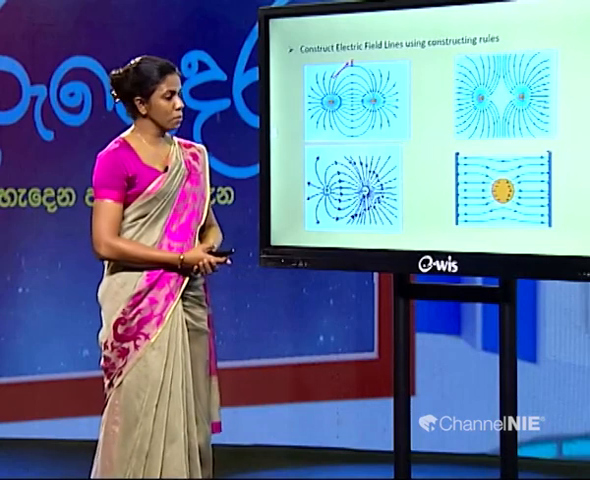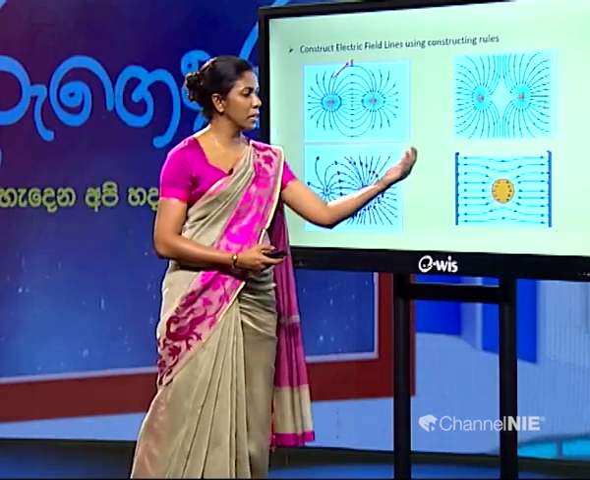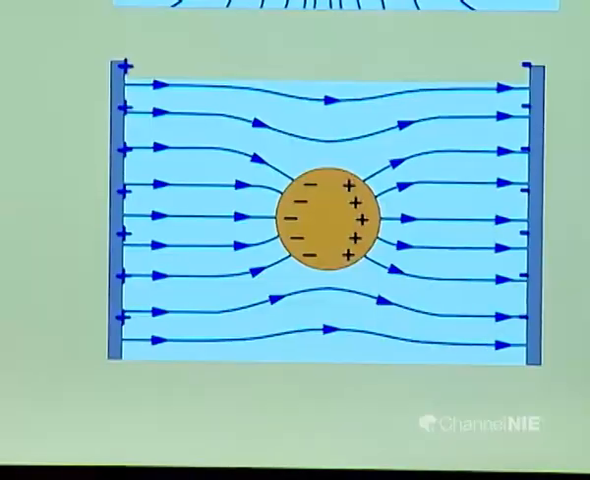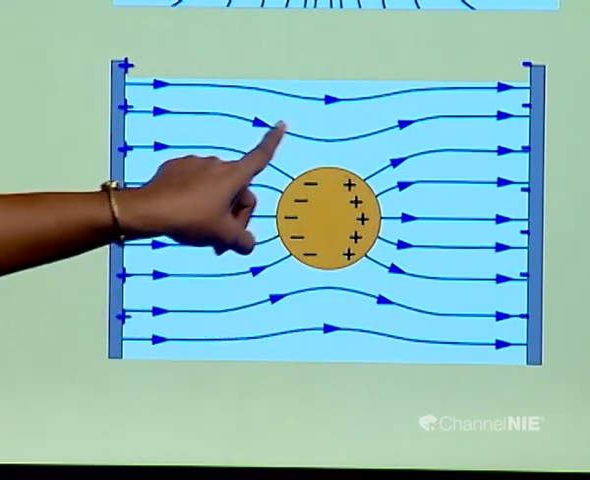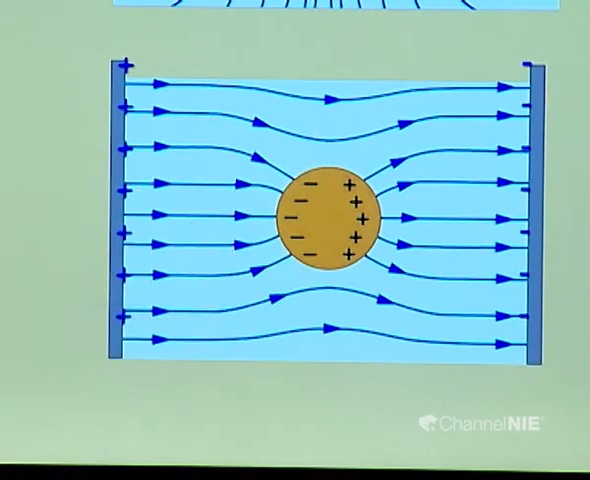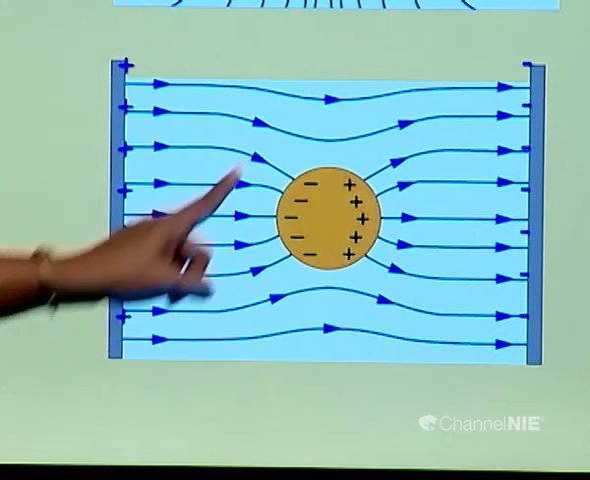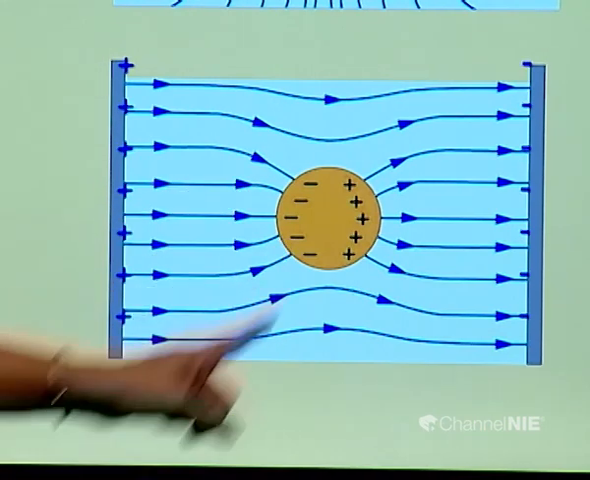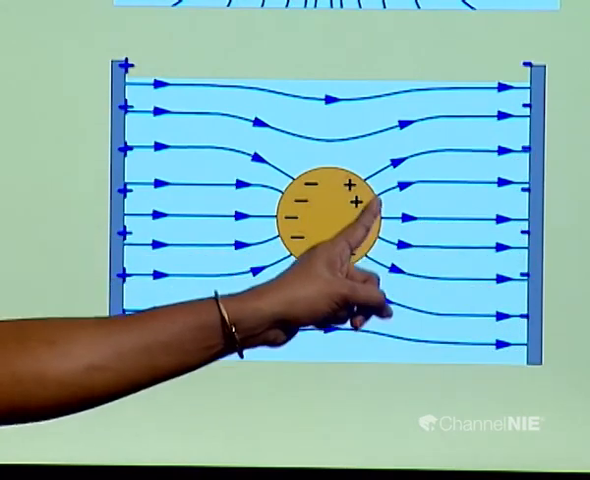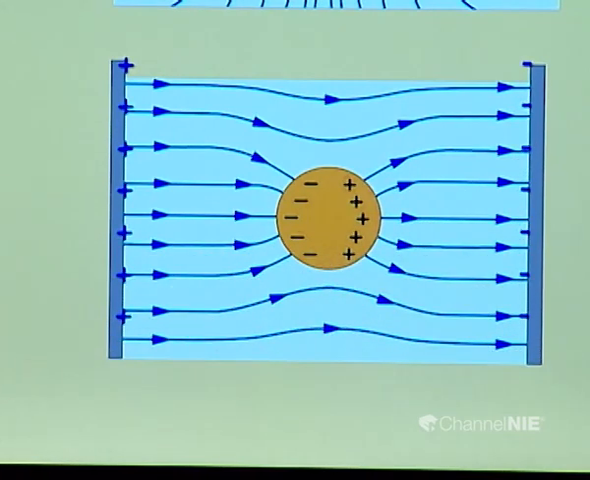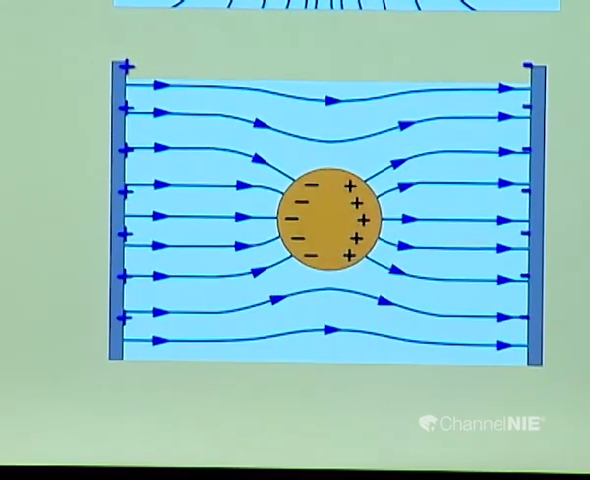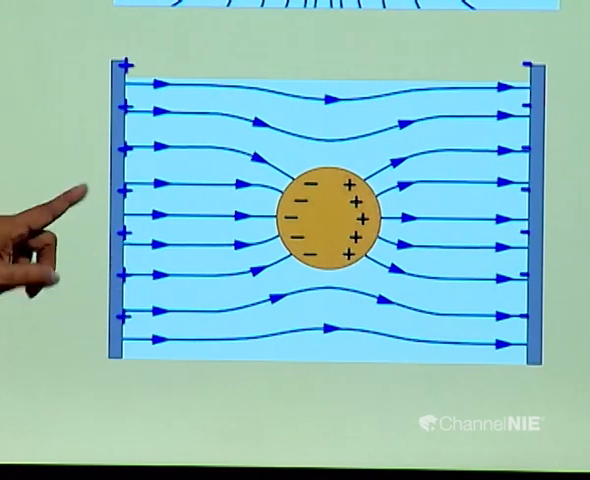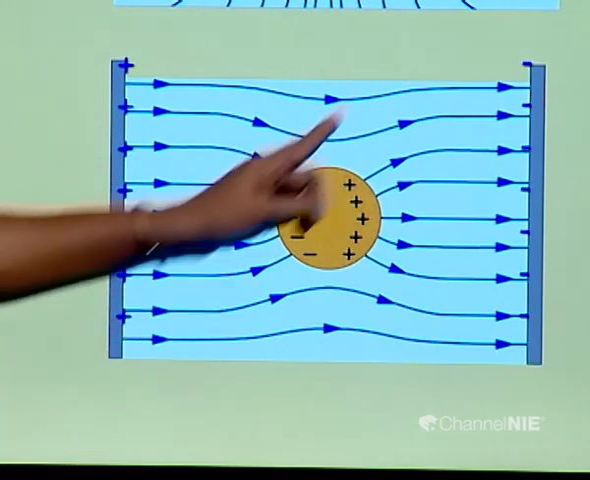Then it was also important to know how the field lines appear between two conducting plates. In this example, we discussed earlier a positively charged plate and a negatively charged plate. In between, we have kept an uncharged conducting sphere. So, in the presence of the positive charges, a negative charge got induced. In the presence of the negative charges, a positive charge got induced. So, the lines were drawn from positive to negative, and the other point is that the field lines must always be perpendicular to the conducting surface.